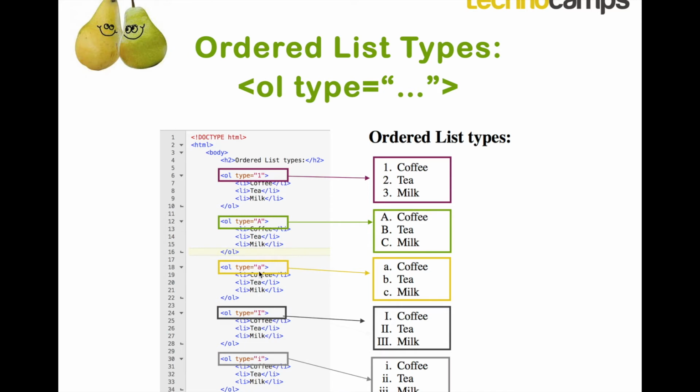If it's type equals lowercase a, then it's lowercase alphabetical letters. If it's type capital I, then it's in order of capitalized Roman numerals. If it's lowercase i, it is lowercase Roman numerals. The important thing to remember here are the quotation marks. Do not forget to have them in, and the fact that the attribute is inside the start tag of the OL, the ordered list tag.